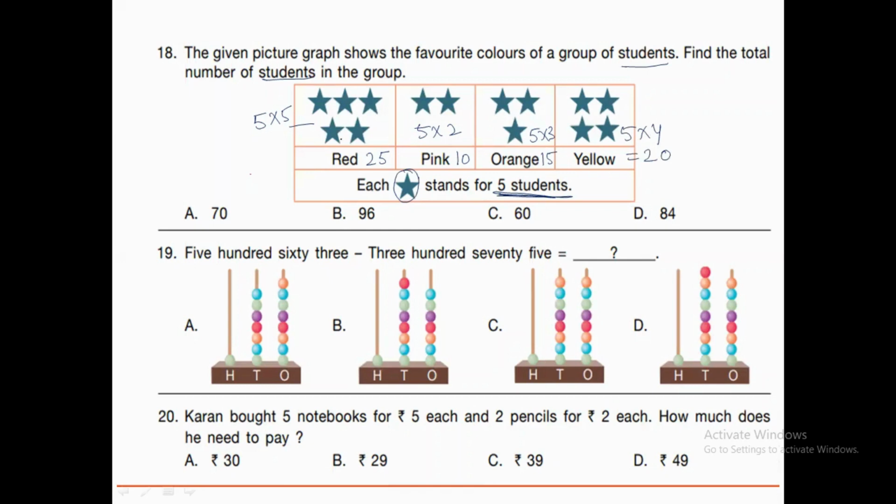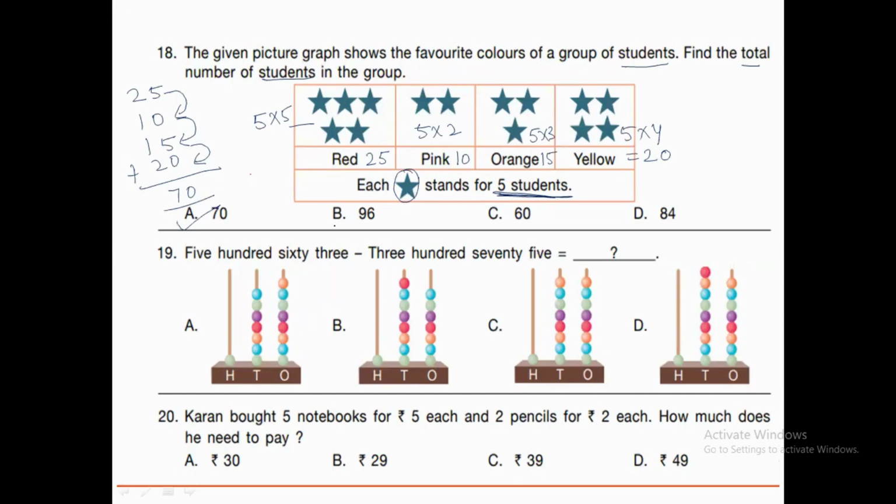Because the question is asking about the total number, we need to add 25 plus 10 plus 15 and plus 20. So 25 plus 10 is 35. 35 plus 15 is what? 50. Now 50 plus 20 is what? 70. Yes, so we are getting the number 70, which is option number A.